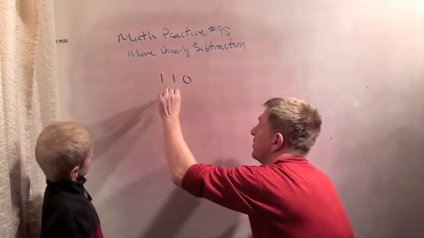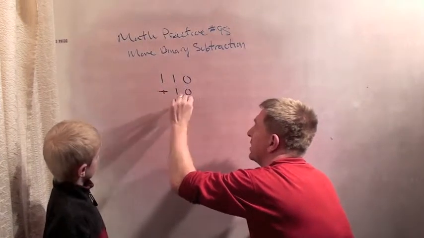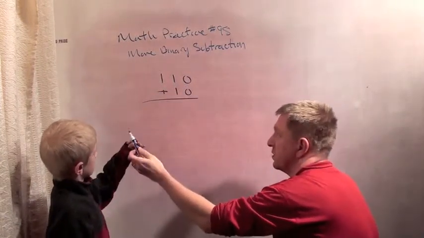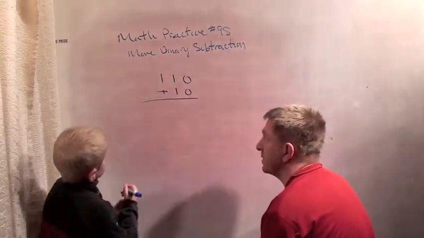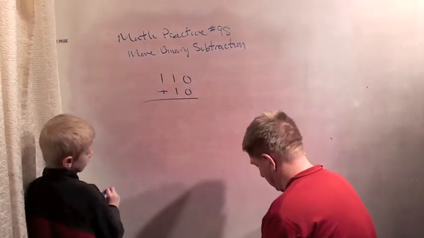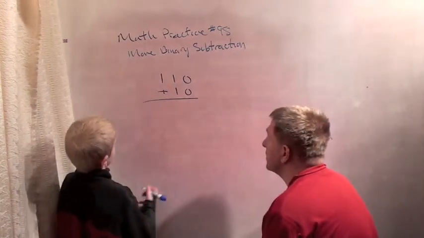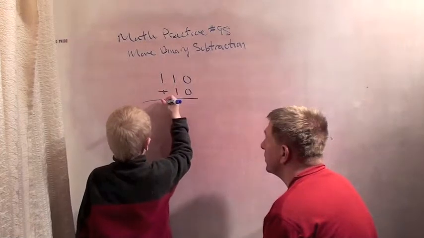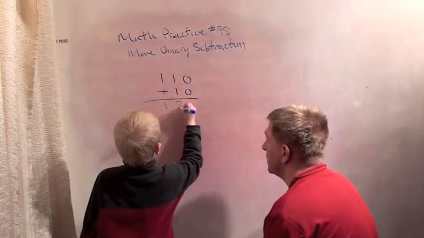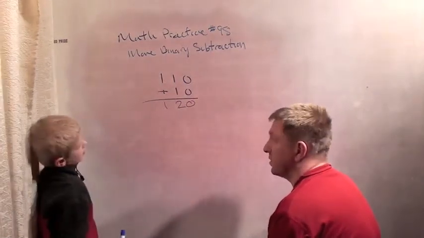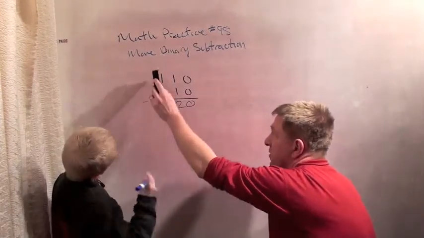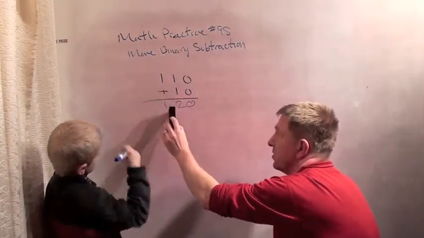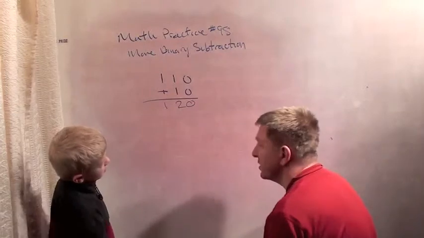1, 1, 0 plus 1, 0, let's say. Just how does addition work with binary? What's the plan? Well, you have to figure out the number with ones and zeros. This is 1, 2, 0. Okay, so the first thing we do is just add down the columns. 1 plus 0 is 1. 1 plus 1 is 2. 0 plus 0 is 0, right?